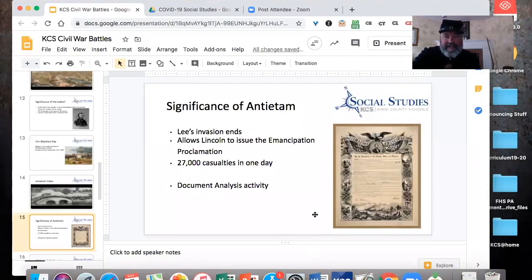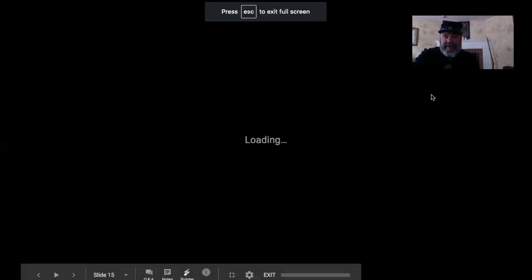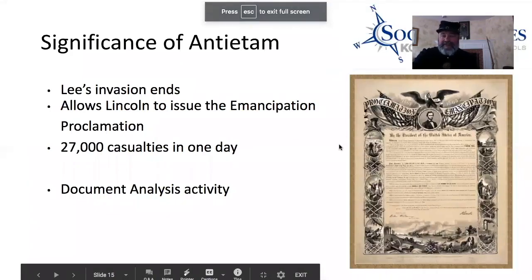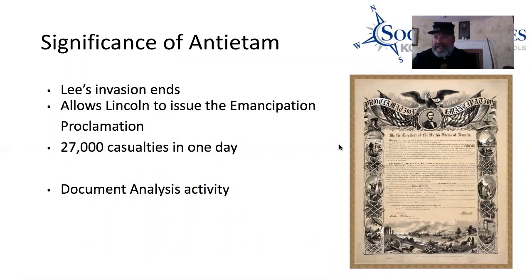All right, so that's the Battle of Antietam. Crazy significance here. This is one of the most important battles of the war. Several minor things, well, minor for most people. Lee's invasion ends after the Battle of Antietam. This battle was a tie.